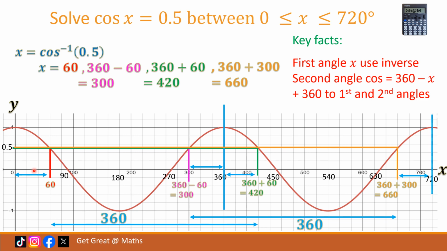To find the third and fourth angles, you need to add 360 to your first angle and your second angle, and that will give you the third angle and the fourth angle. Please write down the key facts, make sure you've highlighted them, stick them in a bubble, and make sure you know how to find the second angle and third and fourth angle on the cos curve. So that gives me all the solutions between 0 and 720. As I said, for each of these questions, we are looking for 4 solutions between 0 and 720 because of the way the graphs repeat.